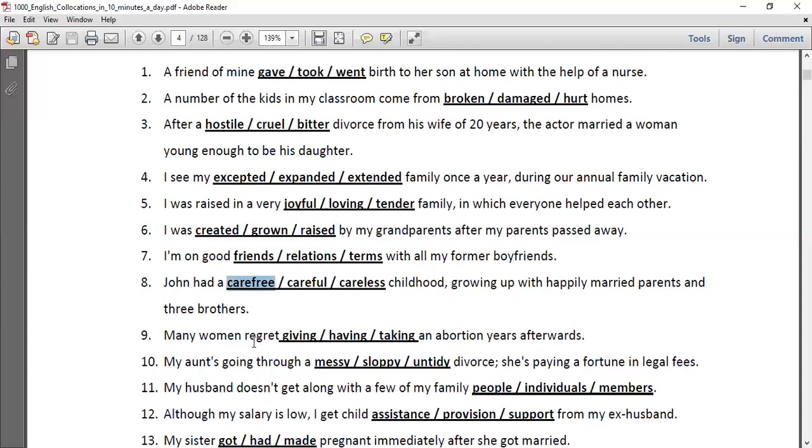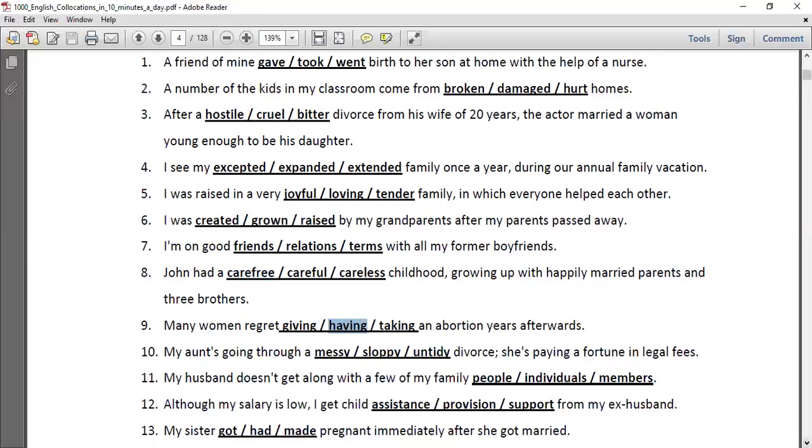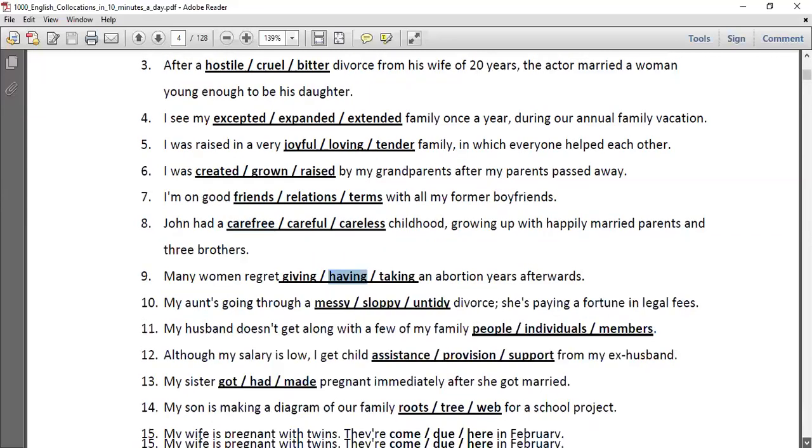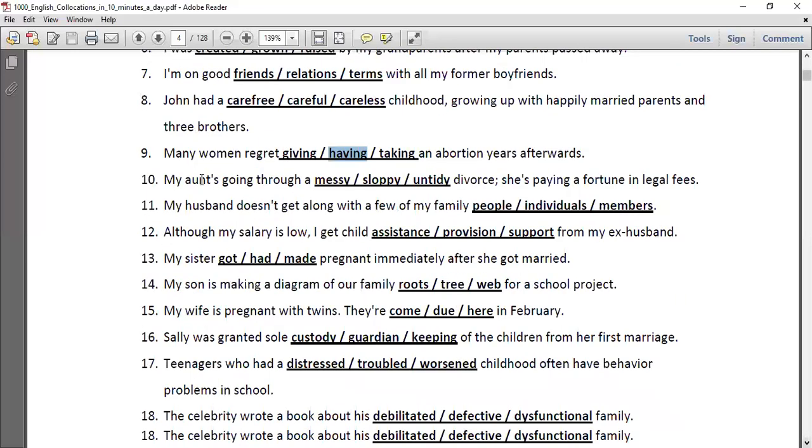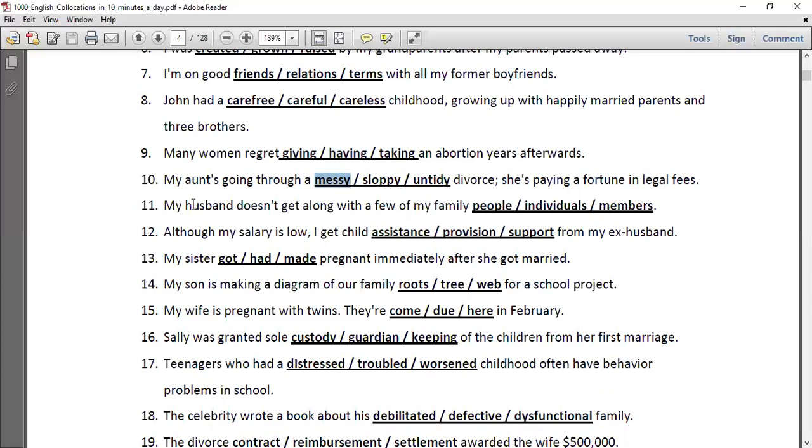Number 9, many women regret having an abortion. We have an abortion. We use have with the word abortion. Number 10, my aunt's going through a messy divorce. She's paying a fortune in legal fees. Number 11, my husband doesn't get along with a few of my family members. Number 12, although my salary is low, I get child support from my ex-husband.